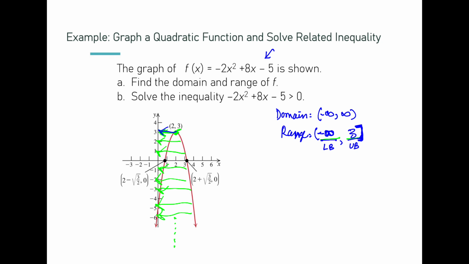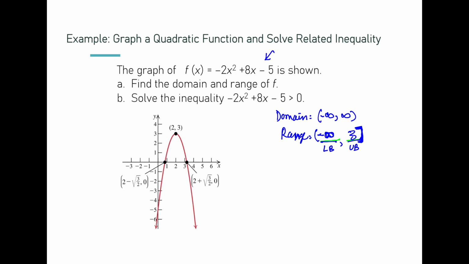Now, part B of this gives us a question about the inequality. This is the function we have. This was f of x, right? Our f of x was equal to this. In other words, our y's, right? So we plugged in values for x, we simplified all this down, and the result was always the corresponding y value, right? So when I put in 2, for example, 2 squared is 4. 4 times negative 2 is negative 8. Negative 8 plus 8 times negative 2 is negative 16.